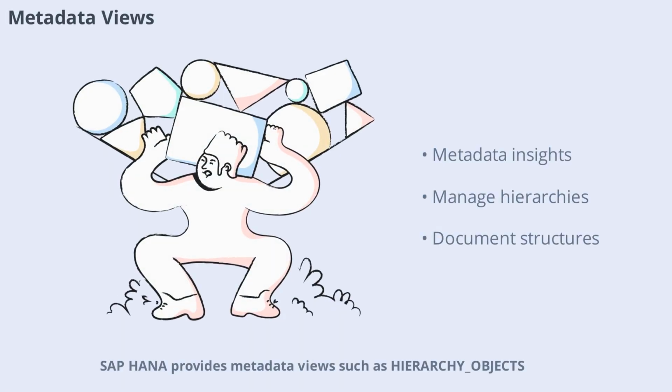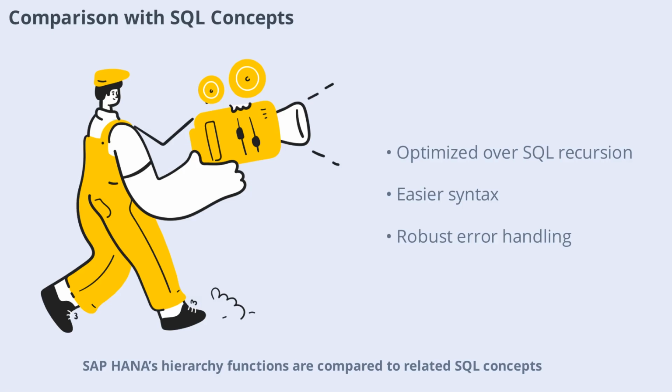SAP HANA provides metadata views such as hierarchy objects to help you manage and analyze your hierarchies. These views give you insight into the structure, attributes, and relationships within your hierarchies, making it easier to maintain and document your data models. SAP HANA's hierarchy functions are compared to related SQL concepts, such as WITH RECURSIVE common table expressions in SAP HANA Graph. While these approaches can also handle hierarchical data, the native hierarchy functions offer optimized performance, easier syntax, and more robust handling of complex scenarios like cycles and orphans.